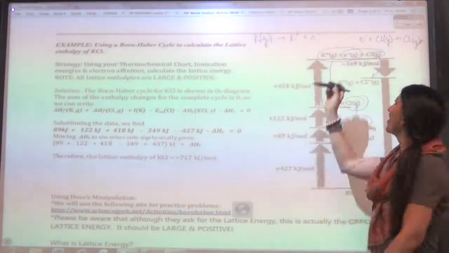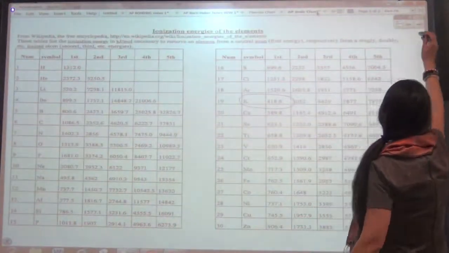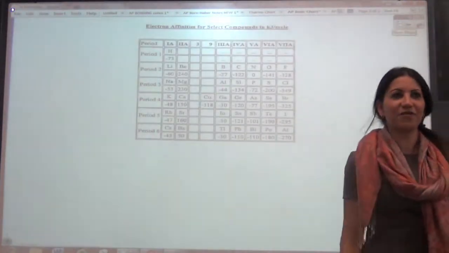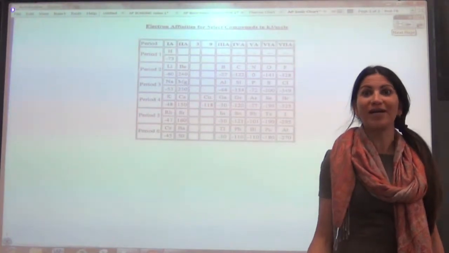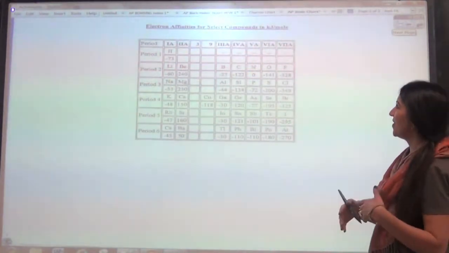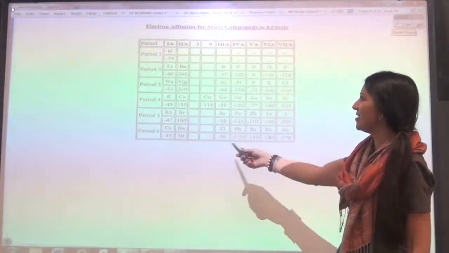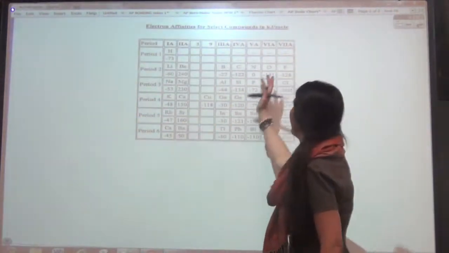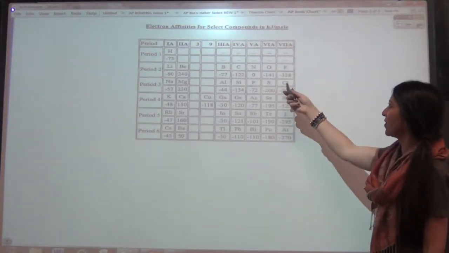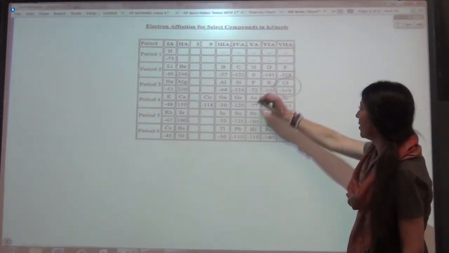Perfect. Okay, electron affinity. So in this case, where do I need to look? Electron affinity chart. If you flip your ionization energy chart over to the back, you'll see electron affinities. Are we looking for potassium? No. What are we looking for? Chlorine, because chlorine is the one that's gaining the electron. This one is actually set up like the periodic table. So we've got our metals on this side, and we have our nonmetals over on this side. So looking for chlorine, what value does it say for chlorine?